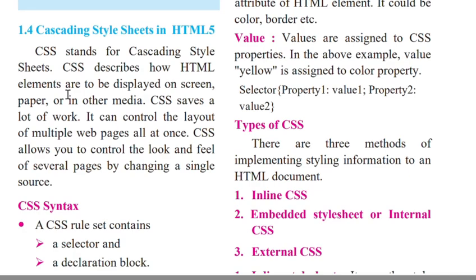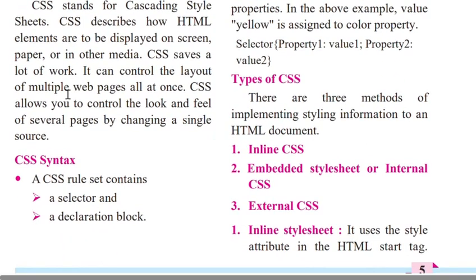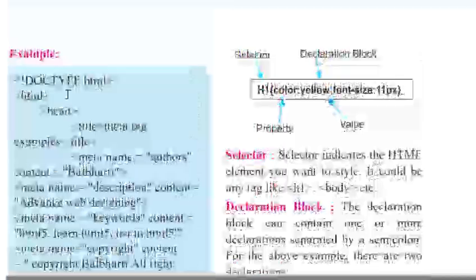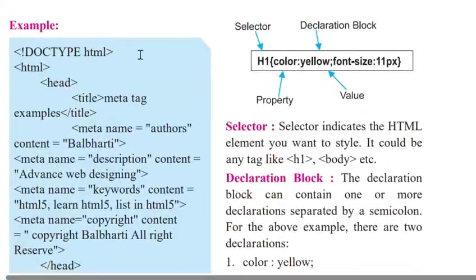Simply, CSS is used to design web pages, make them creative and attractive. For that, CSS is used. CSS syntax: a CSS rule set contains a selector and a declaration block. Now we are going to see what a selector and a declaration block are.